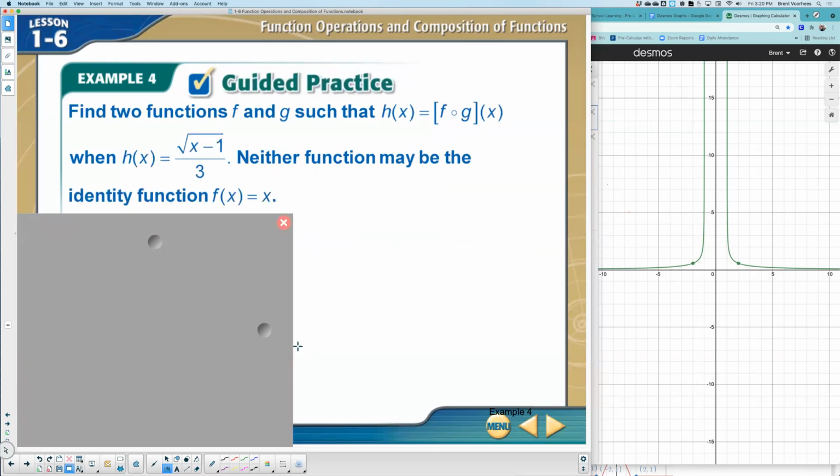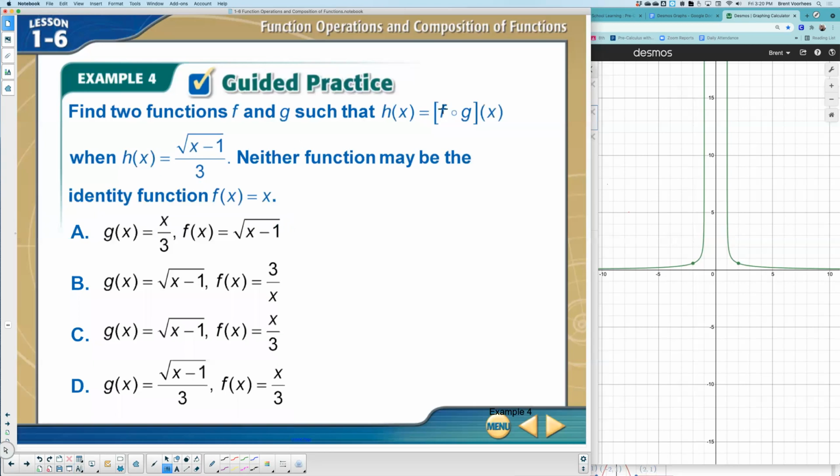Now I'll let you try. Given this equation here, try to find two functions, g of x and f of x, that would provide that f of g equals h.